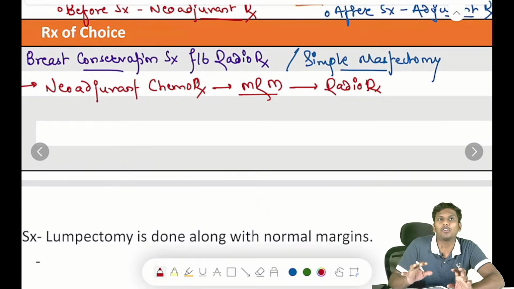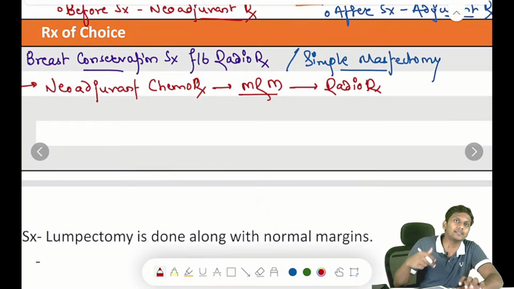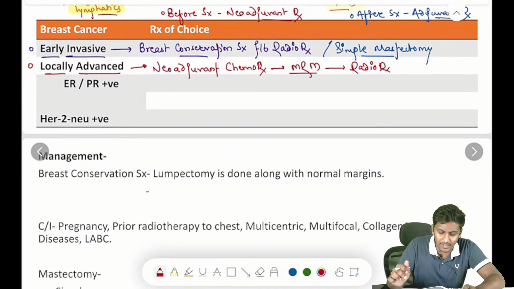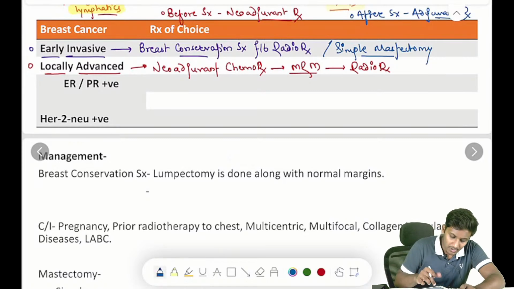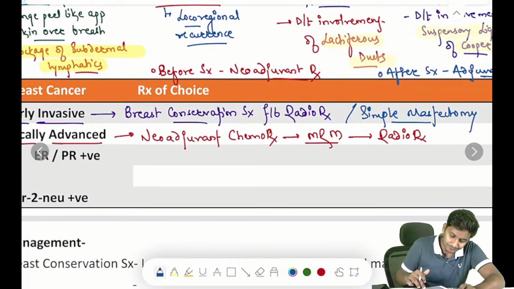Radical का मतलब we are not only removing the breast tissue but we are also removing the lymph nodes and the other structures which are involved in the vicinity of the breast or in the surrounding of the breast. ठीक है. So that's the important thing. So locally advanced के लिए it is neoadjuvant chemotherapy, MRM followed by radiotherapy. ठीक है.